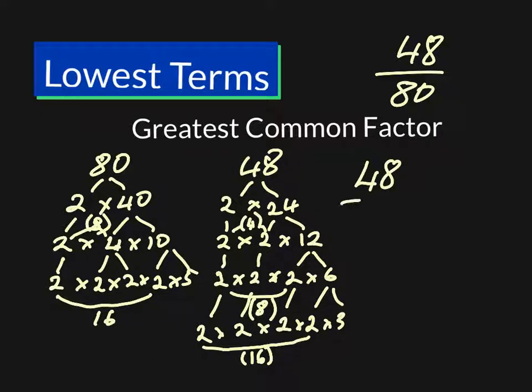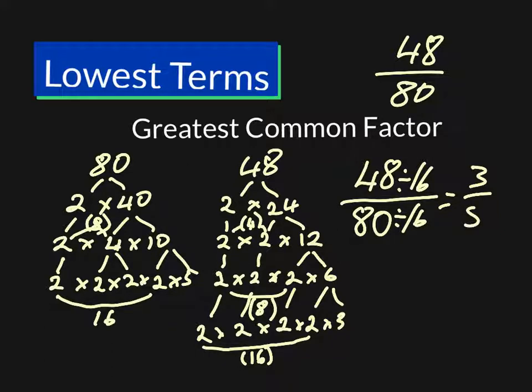So now we're going to divide by the greatest common factor. So we divide both by 16. If we use our long division, we'll find that 48 divided by 16 is 3, and 80 divided by 16 is 5. So 48/80ths reduces to 3/5, and that is lowest terms.